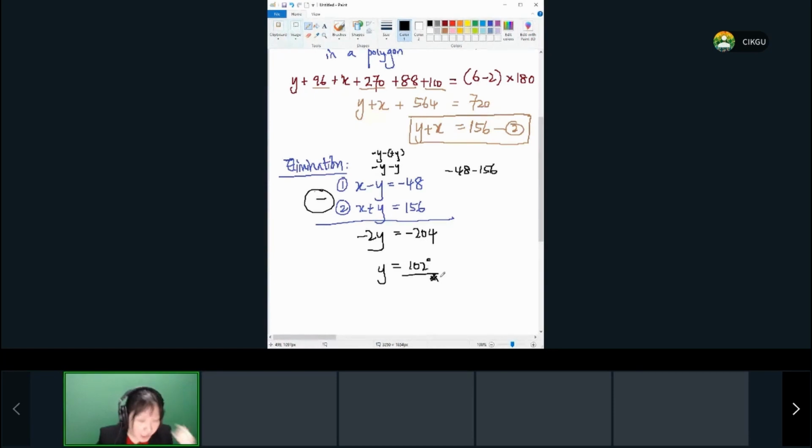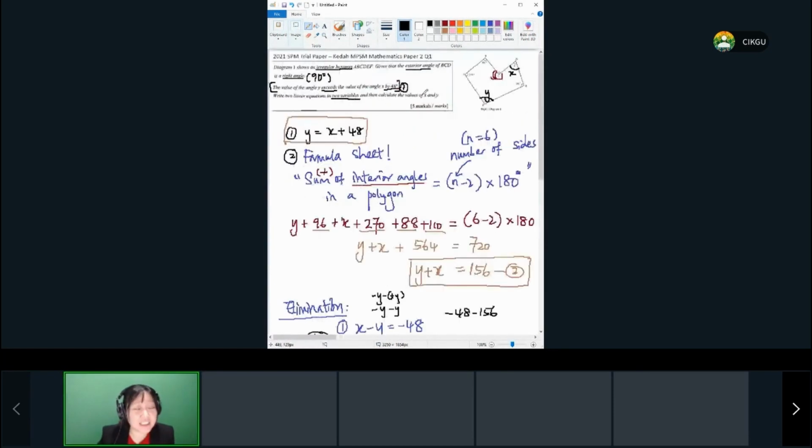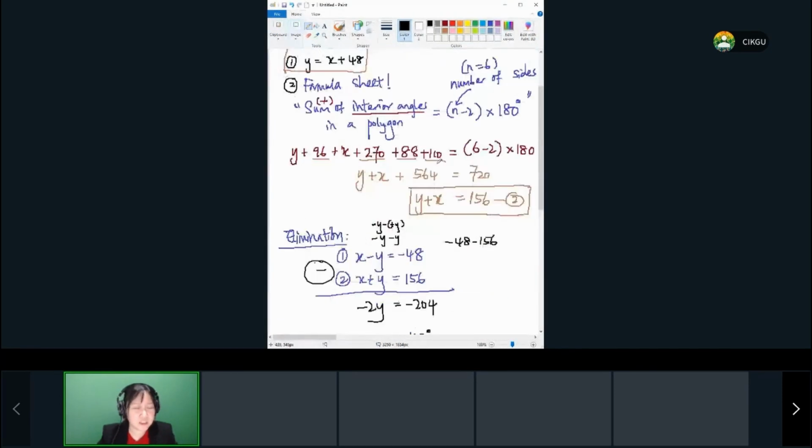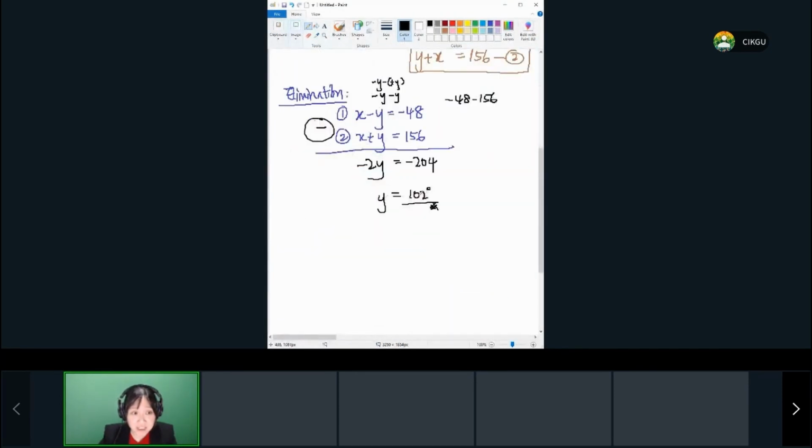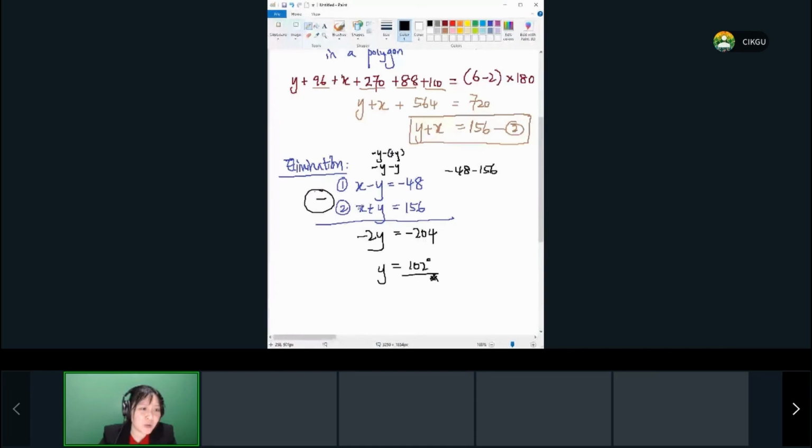Yay. Okay. Is that what the question wants? Okay, the question actually wants both. They want x and y. Okay, no problem. So after I get y already, very easy. Just take the y value and sub into any equation that you like. If you like number 1, sub into number 1 can. You want to go number 2 also can. Sub y equals to 102 into either 1 or 2 can work.